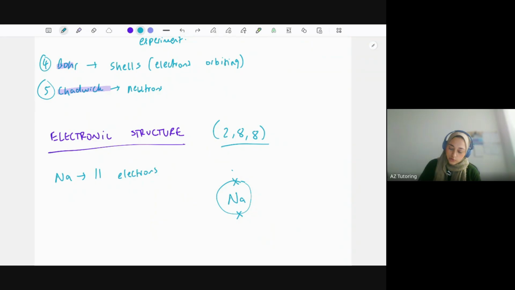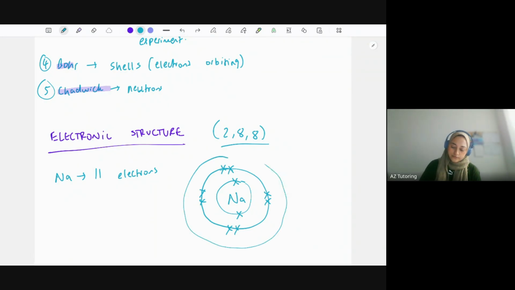So we've drawn 2. We still need 9 more. We can't draw 9 in the second shell. We can draw 8. So let's draw 8 as far apart as possible. 1, 2, 3, 4, 5, 6, 7, 8. Okay, so far we've drawn 10, but we need 11. So we need 1 more shell, and that's where this goes here.